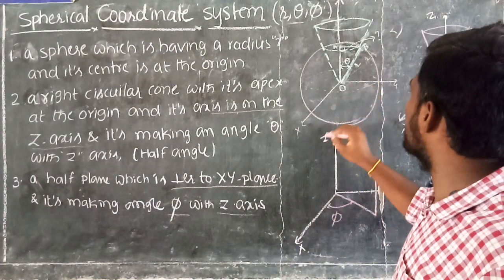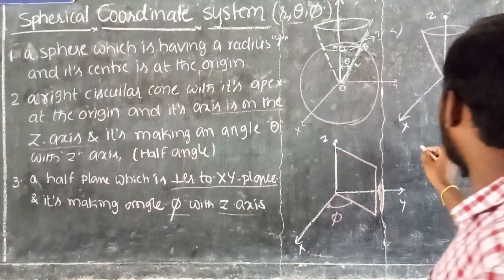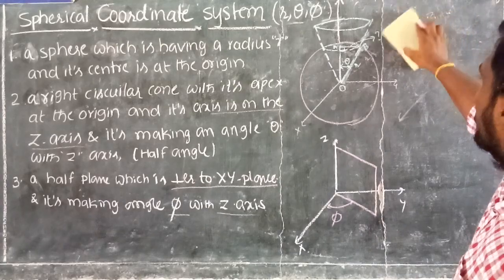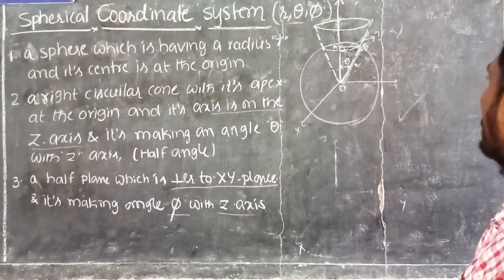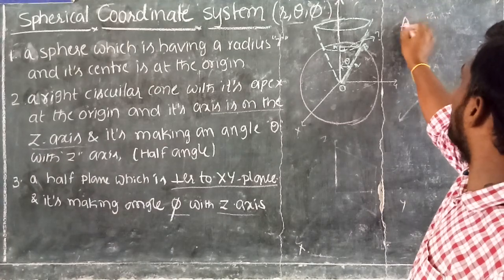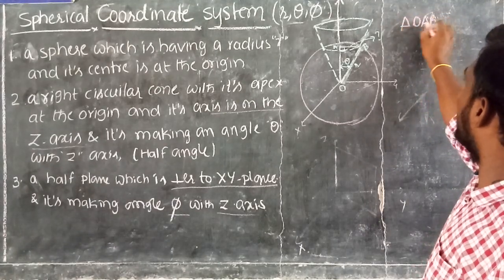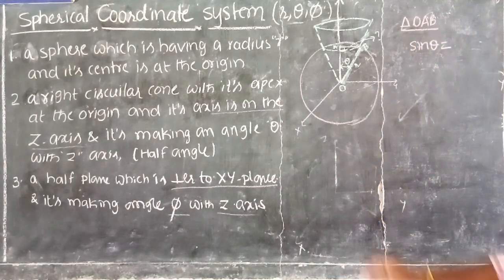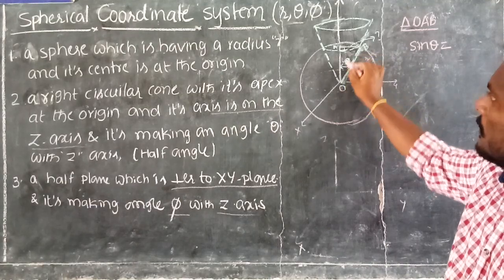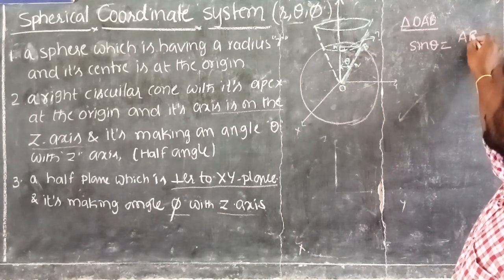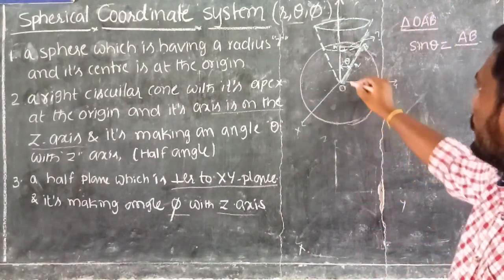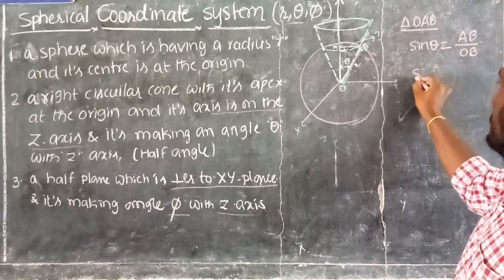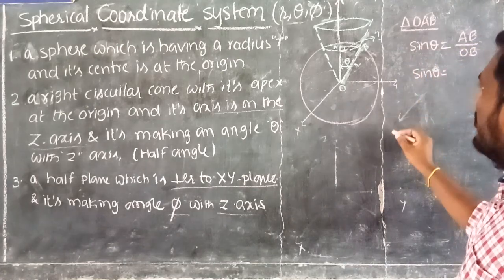Apply the sine rule. Why? Because we are going to find the opposite side. From triangle OAB, sin theta is equal to the opposite side over the hypotenuse. The side opposite to this theta is AB, and the hypotenuse here is OB.